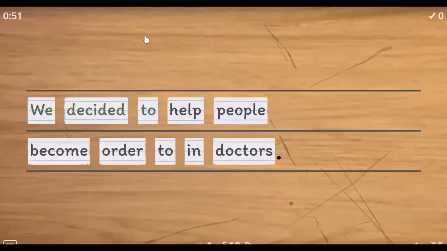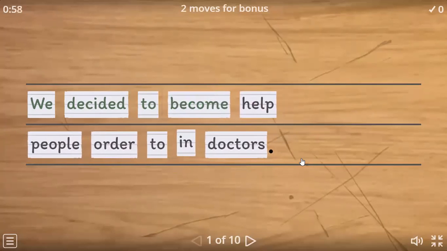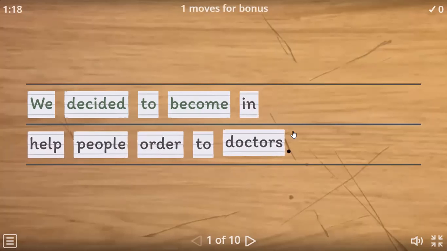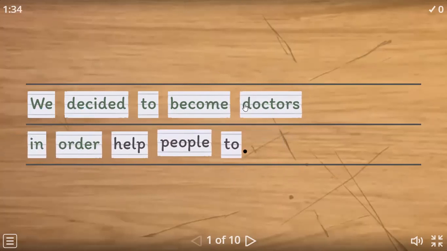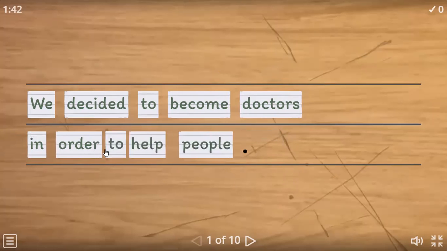Mr. Emmanuel tiene un poquito de problemas con el audio. To help. Ay, no, pero es to become, entonces. Ajá, to become. ¿Qué creen que va después? In order. No, no es el in. I think it's doctors. Yeah. To become doctors in order to help people. Yes, very good. Y miren, aquí tenemos la primera fórmula que les mostraba. Vamos a ver la next sentence.